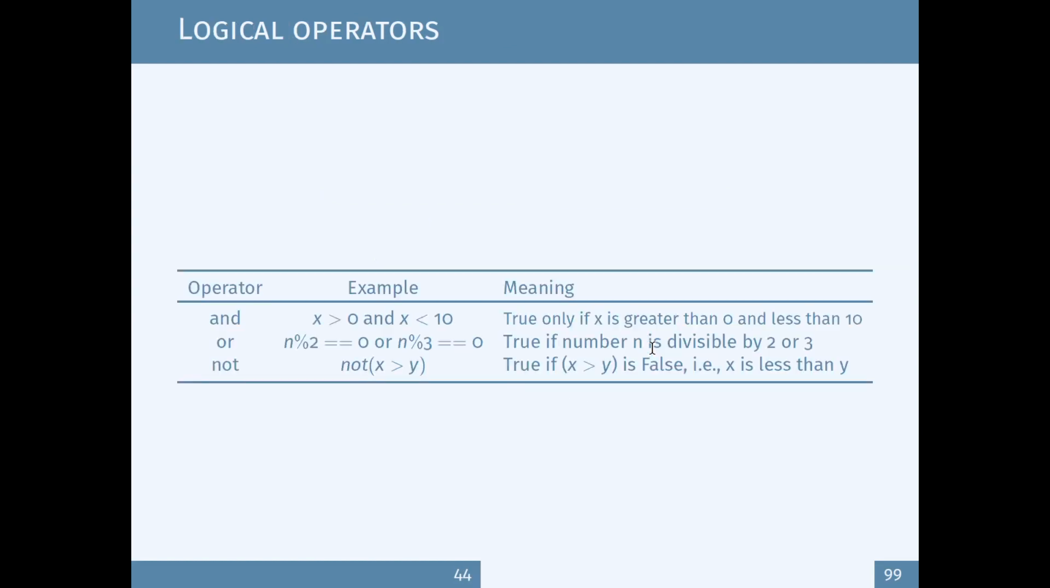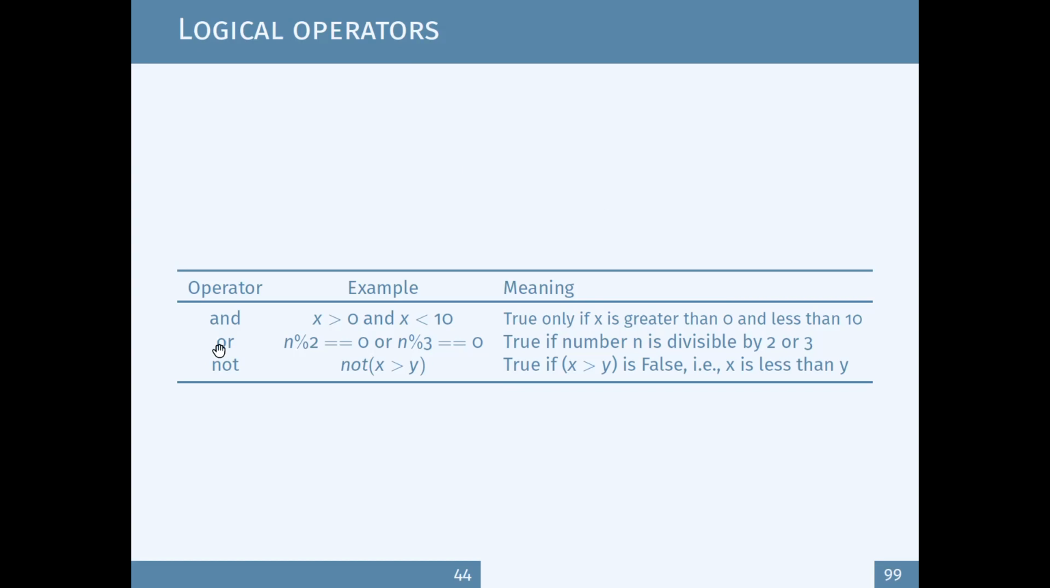Now sometimes we have to combine multiple expressions together, multiple comparison operators together. So whenever we want to connect multiple comparison operators, we can use logical operators. There are three logical operators we are going to discuss: AND operator, OR operator, and NOT operator, right? So let's see some examples.